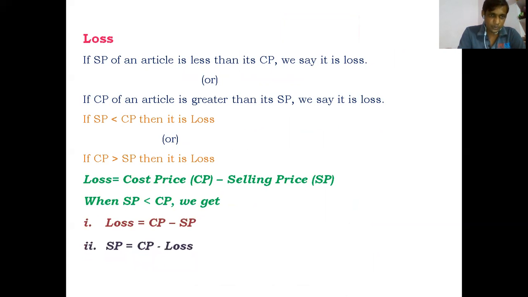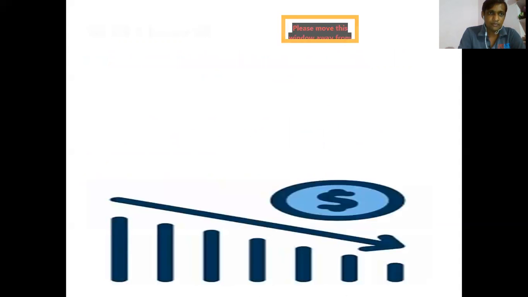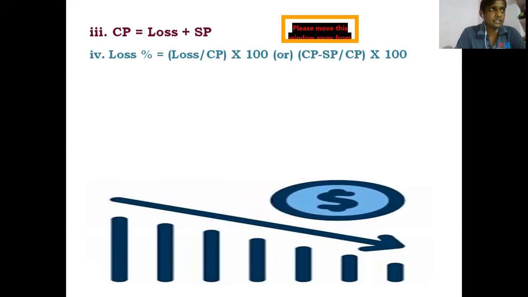If I take SP to the left side, then SP is equal to CP minus loss, that is, cost price minus loss. The next formula is CP is equal to loss plus SP. Loss percentage is equal to loss by CP into 100, or (cost price minus selling price) by CP into 100.